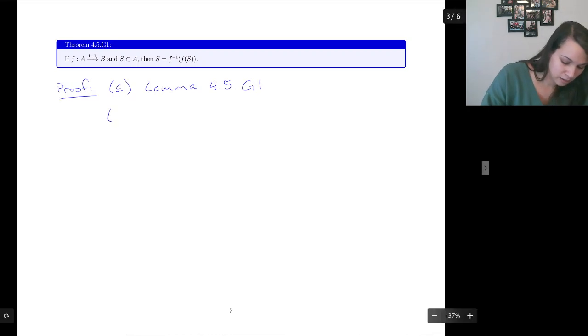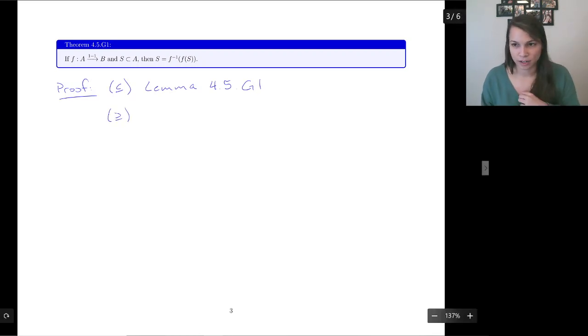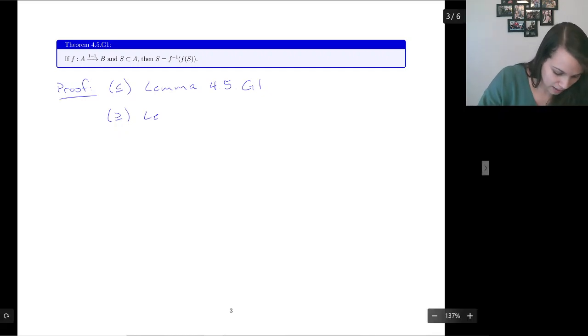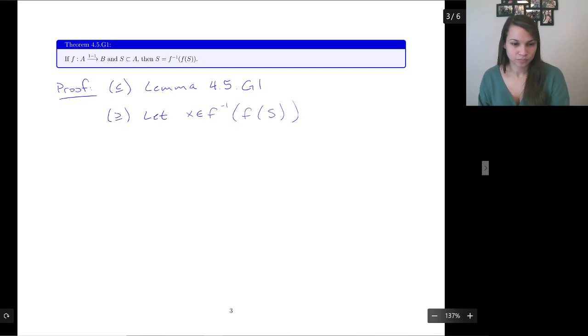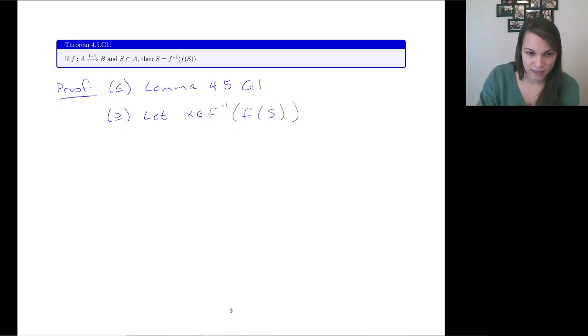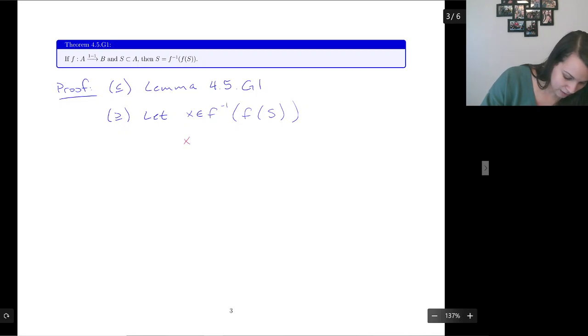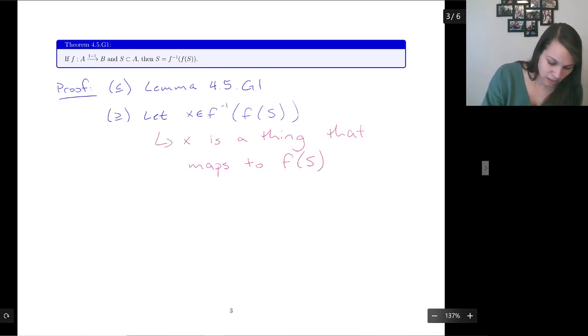Because why do things twice? And now we can do this direction. So we're going to say that x is an element of f pre-image of the image, like this. So what does this tell us? That means x is a thing that maps to f of s. That's what it means to be in the pre-image.